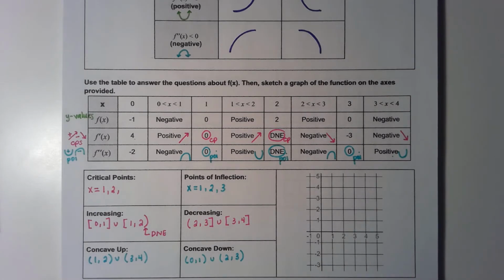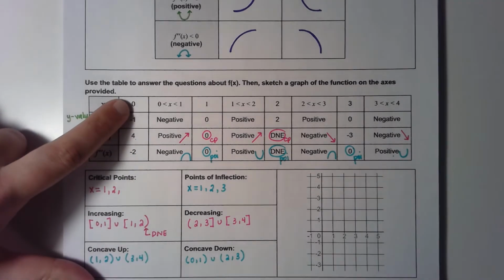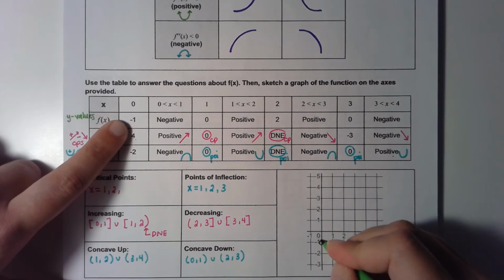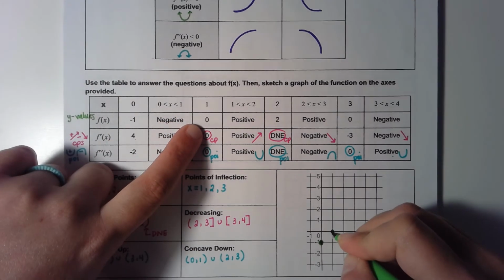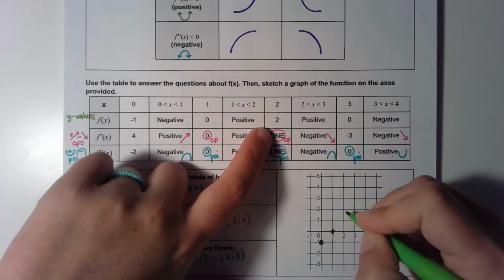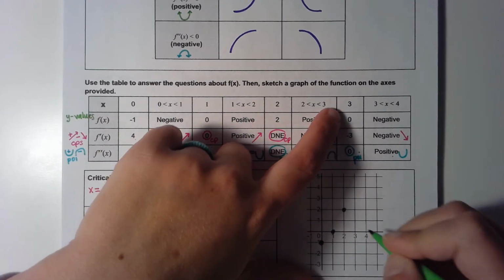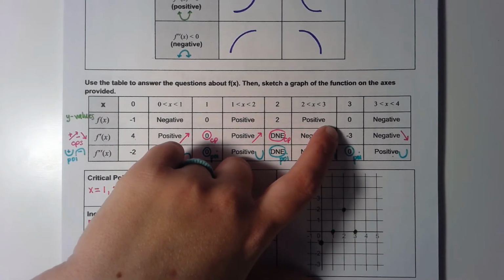Now, once we've identified all of those values, we can actually make our graph. We're going to use the information from the table to make the graph, and we're going to start with the y values. Now, you'll notice we haven't talked very much about the y values yet. This is the first time that those y values really become important, when we're sketching the graph. So we know that when x is 0, y is -1, so I would put a point there. When x is 1, y is 0, I would put a point there. 2, 2, put a point there. 3, 0, put a point there.